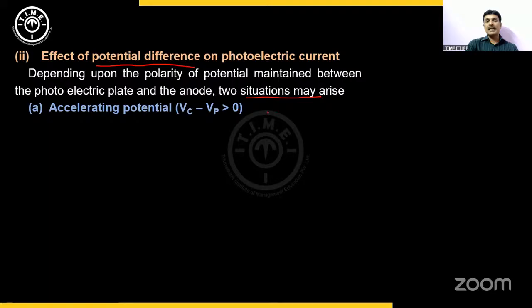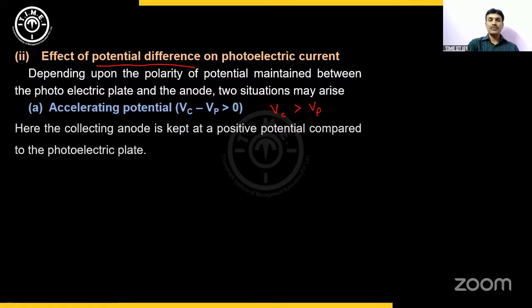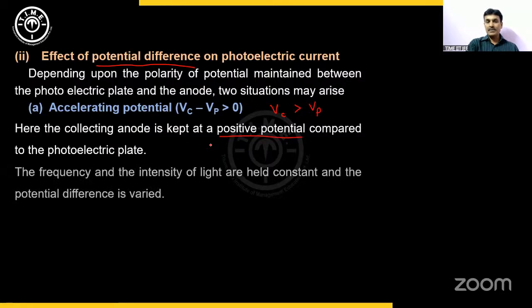Vc minus Vp is greater than 0. That means Vc is greater than Vp. The potential of the anode is more than the potential of the plate. That potential will help the electrons to move towards the anode, so that's why it is called accelerating potential. It accelerates the electrons that are released from the metal surface. Understood? Now, the collecting anode is kept at positive potential compared to the photoelectric plate.